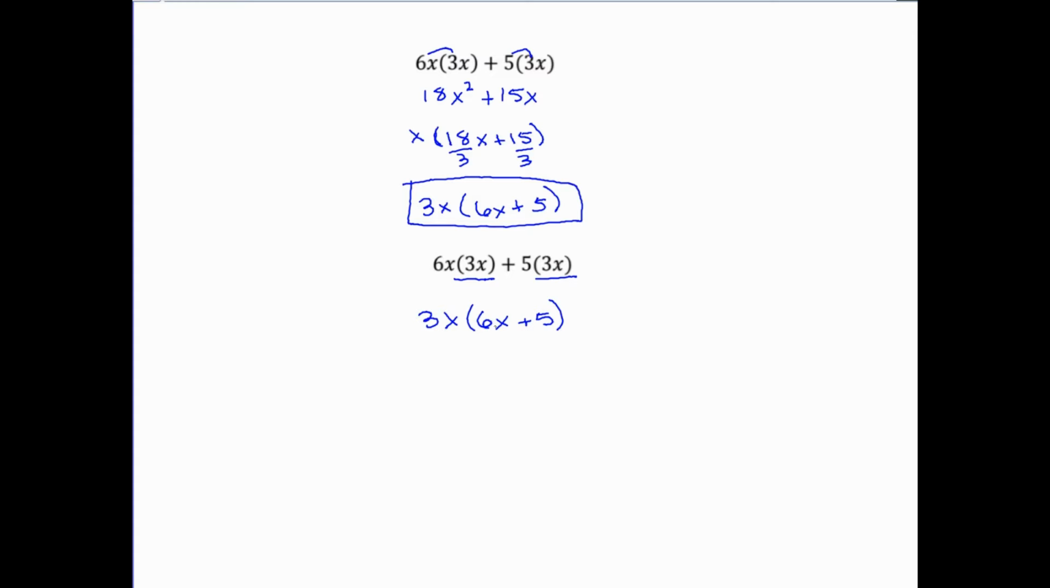So 3x, and now there's nothing else to take out of here, but I did take the 3x out, and you see how we get to the exact same factored form? So two different ways to do this problem, but you get down to the same answer. Let's go ahead and move on to our next one.